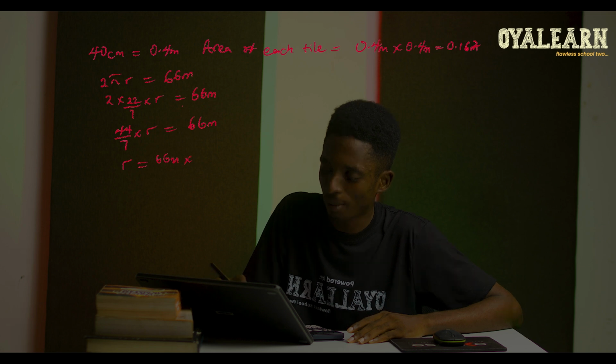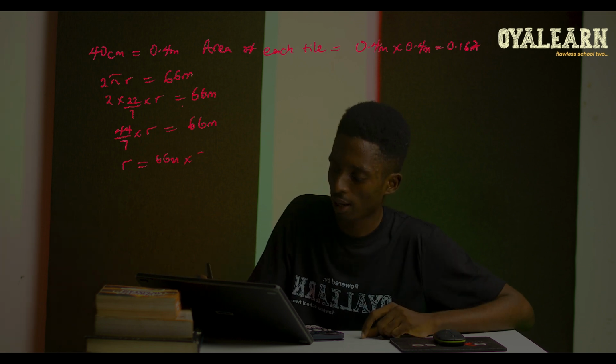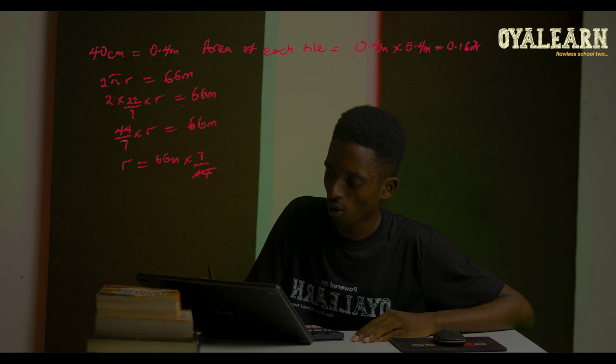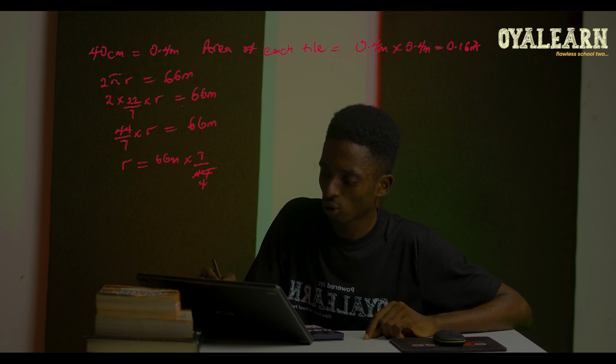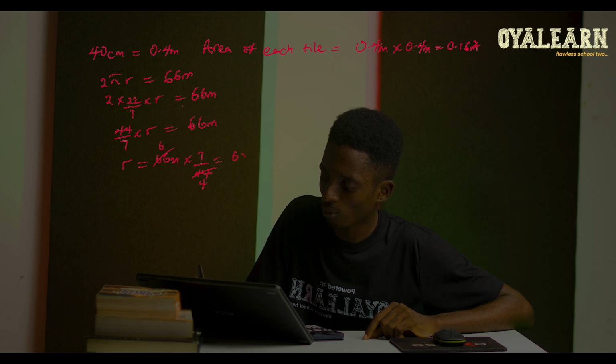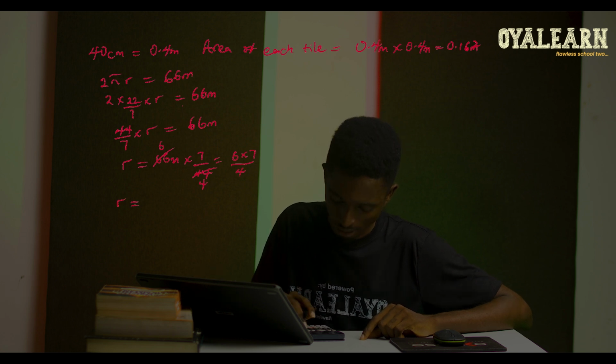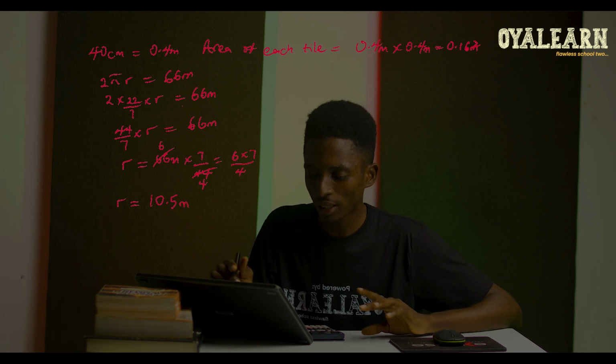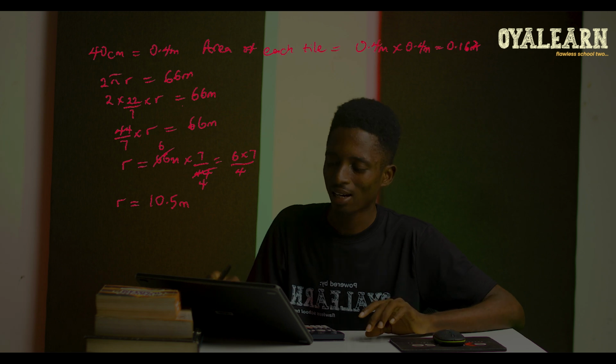So r therefore becomes 66 meters multiplied by the reciprocal of 44/7, so we have 7/44. Now we can break this down. See that 11 goes in 44 4 times, while 11 goes in 66 6 times. So what we have here is 6 multiplied by 7 all divided by 4. So our r here becomes 6 times 7 divided by 4, which is 10.5 meters.